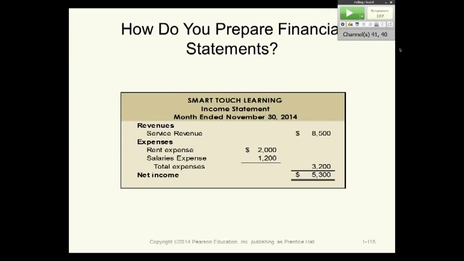So if you remember, if we go back to the accounting equation, we're going to use this accounting equation to recognize the revenues of $8,500, the expenses, we have rent expense, and we have the salaries expense of 1.2. So the net income for the period for the month is $5,300. Now, one last point, I'll tell you what's coming up. You got rent expense is $2,000, salary expense is $1,000.